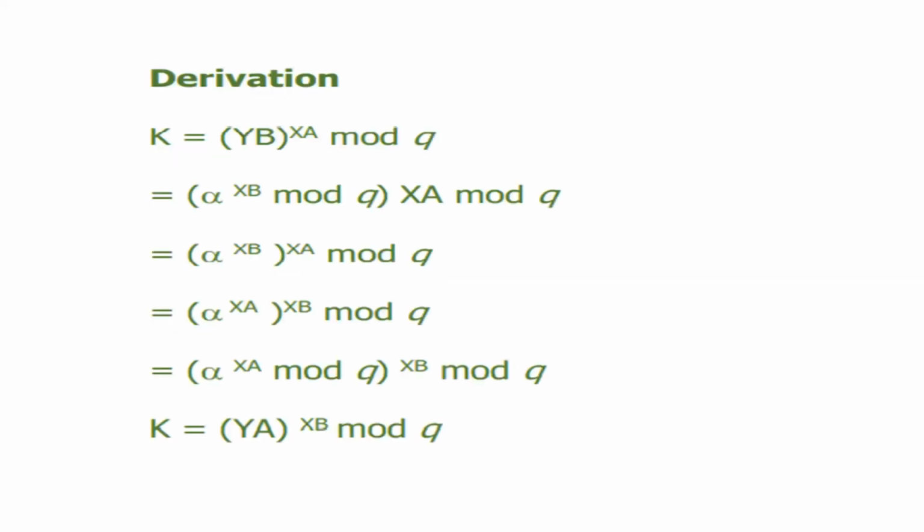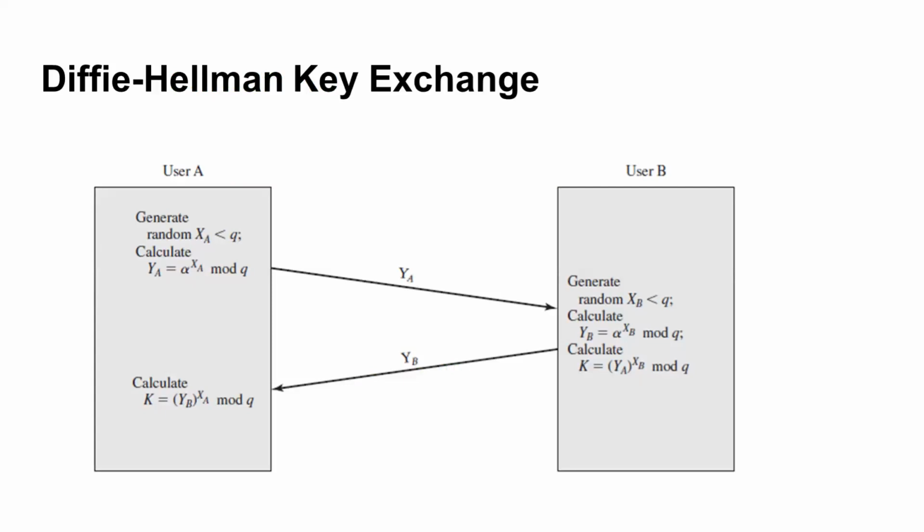So how the derivation here is K equal to YB to the power XA mod Q. So in case of YB, alpha XB mod Q will be substituted to the power of XA mod Q. When it is split, alpha XB to the power XA, then mod Q will be a common one. And this step is repeated, and alpha XA mod Q to the power XB, then again mod. So here it comes to K equal to YA to the power XB mod Q. So A and B value if it is equating. So this is the derivation.